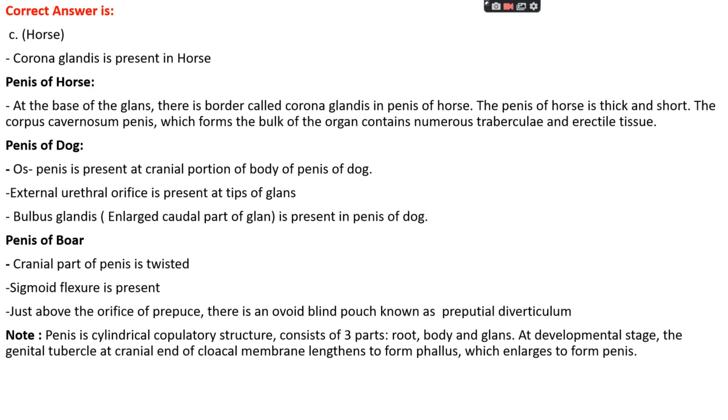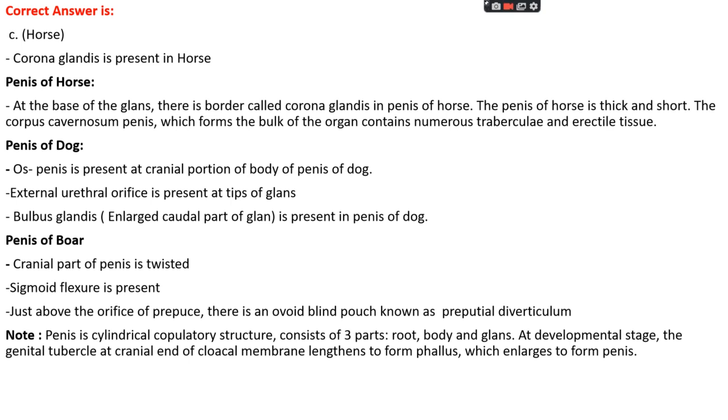Bulbus glandis, which is the enlarged caudal part of the glans, is present in the penis of a dog. If we see the penis of a boar, the cranial part of the penis is found twisted, and a sigmoid flexure is also present in the case of a boar. Just above the orifice of the prepuce, there is an ovoid blind pouch known as the preputial diverticulum, also seen in the case of a boar.